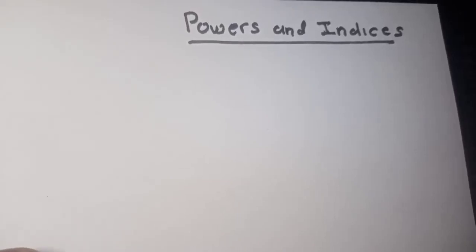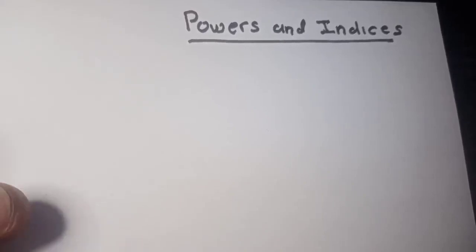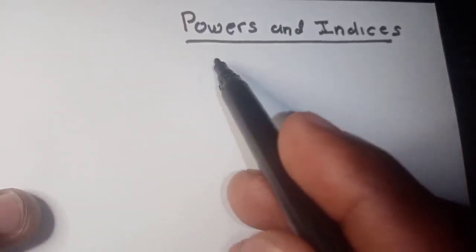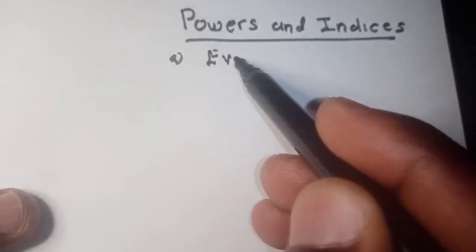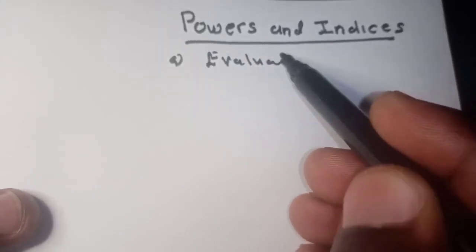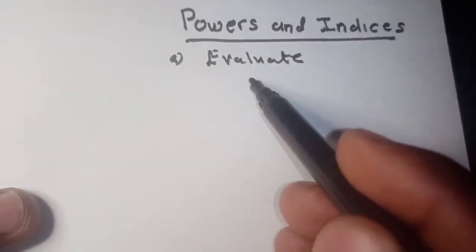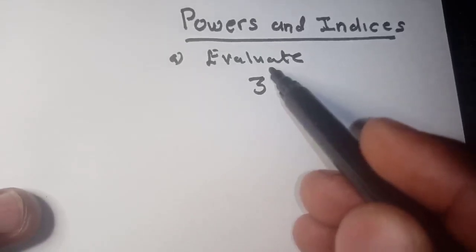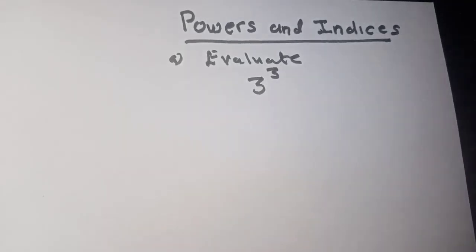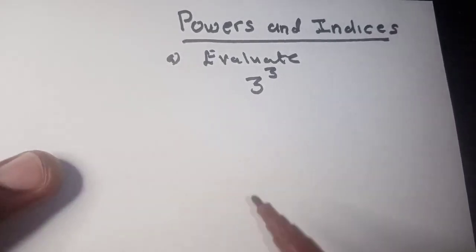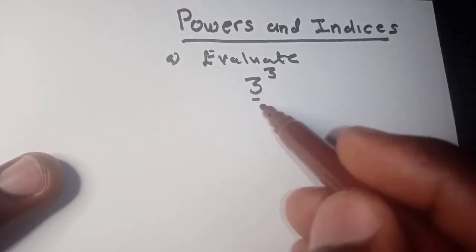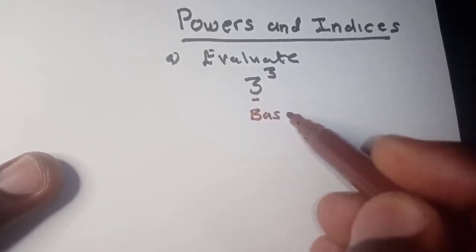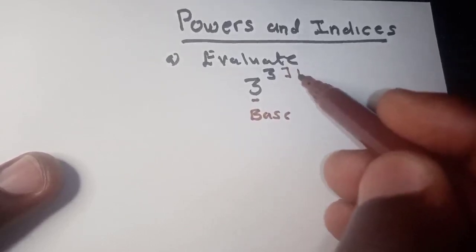This is mathematics. Our topic for today is indices. Let us consider we are given a question, and this question says: evaluate. Usually questions on indices are brought like this: evaluate 3 to the power 3. When you have such a question, the first thing to know is that this bigger 3 here is called the base, and this small 3 here is called the power.